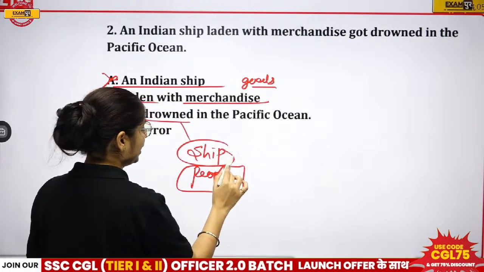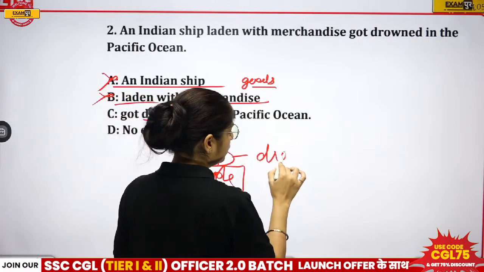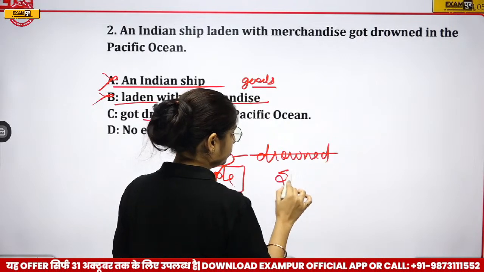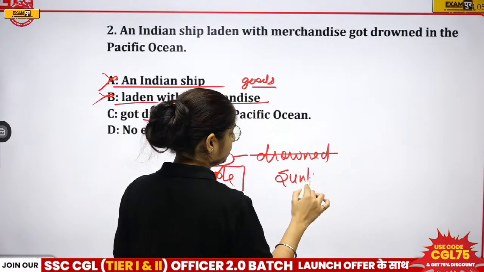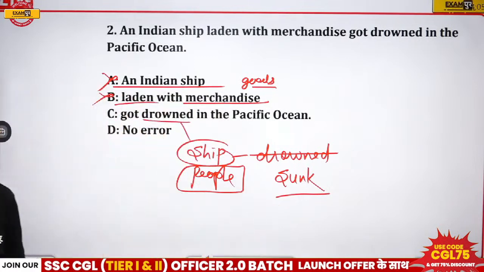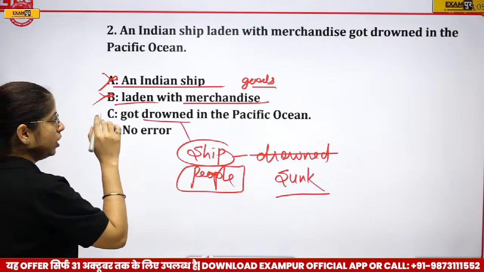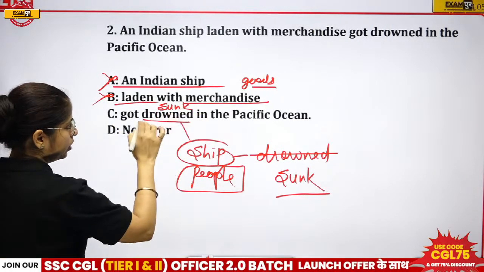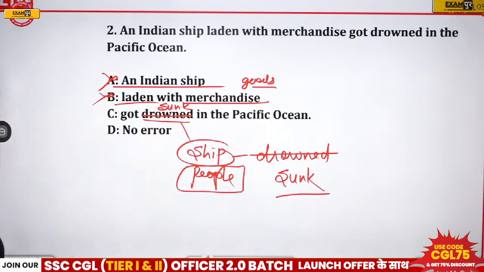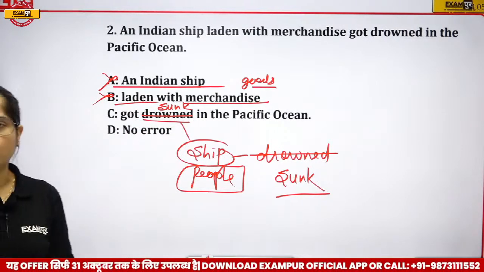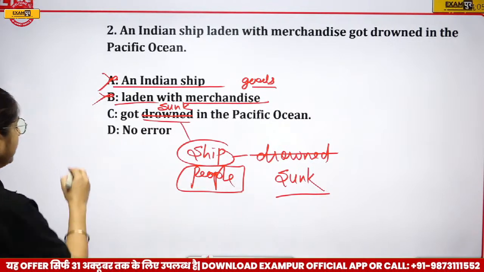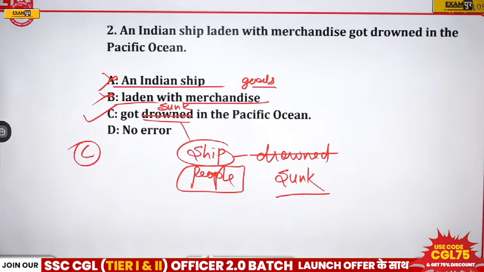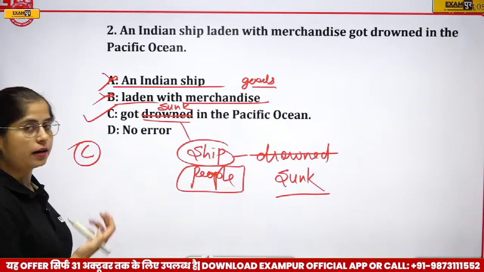But for a ship, we will not be using the word drowned here. This word is not preferable here. The word that will be used here is sunk. Sink, sank and sunk. So with got we'll be using the third form. Got sunk in the Pacific Ocean. Here the correct verb will be sunk. Got sunk in the Pacific Ocean, right? The error here lies in part C. Instead of drowned, you have to use the word sunk, right?